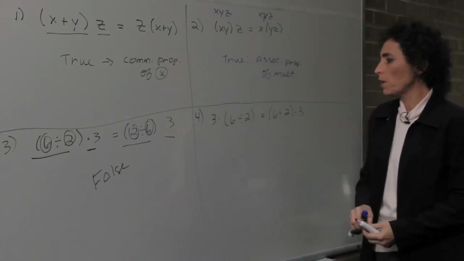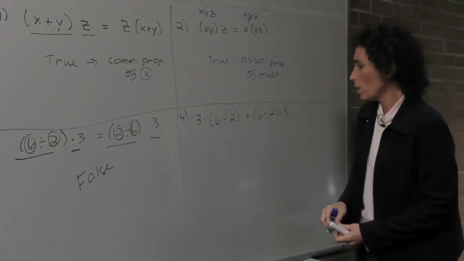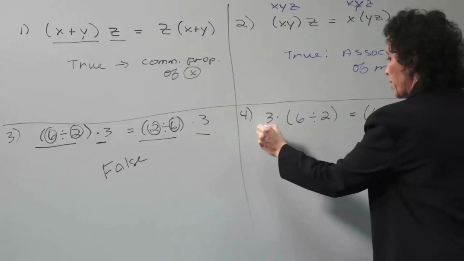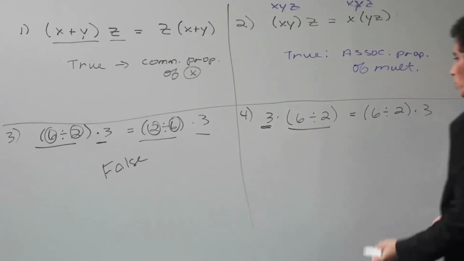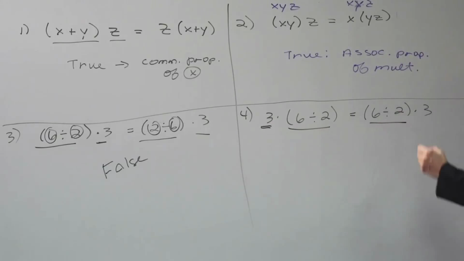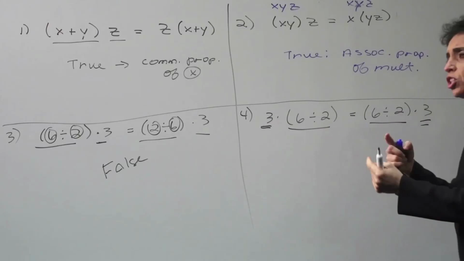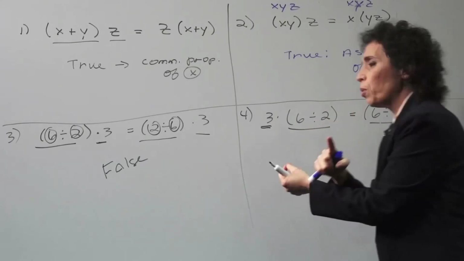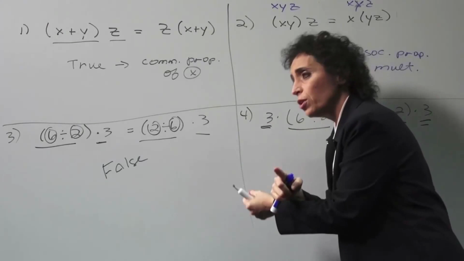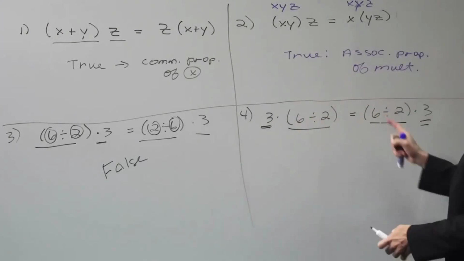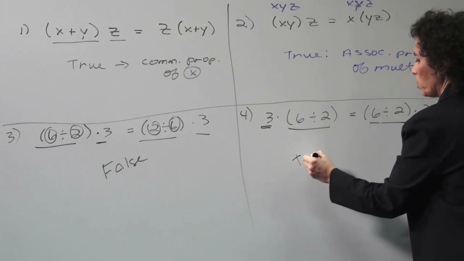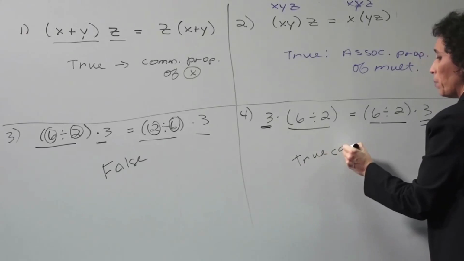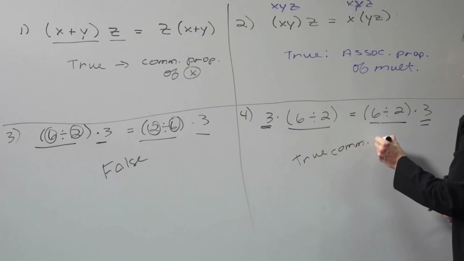Okay? Let's take a look at this one. This one, the 3 came first, and then the 6 divided by 2. Here the 6 divided by 2 came first, and then the 3. So we switched the order. We didn't change the order of what we were dividing. We just switched the order of what we were multiplying. We are allowed to do that. So again, this is the commutative property. This is true, and it's the commutative property of multiplication.